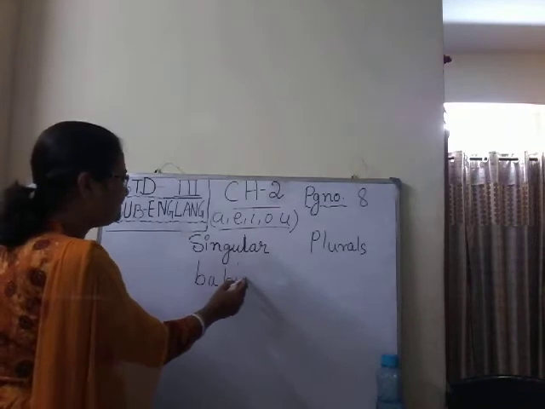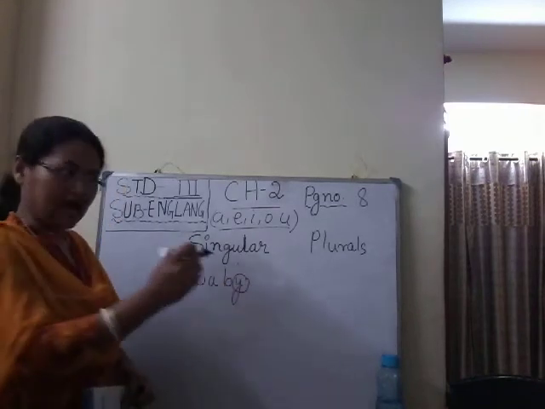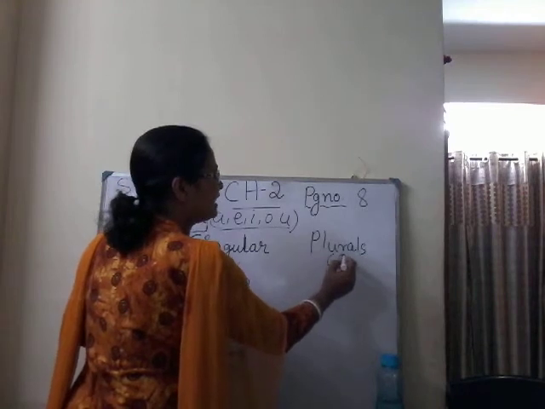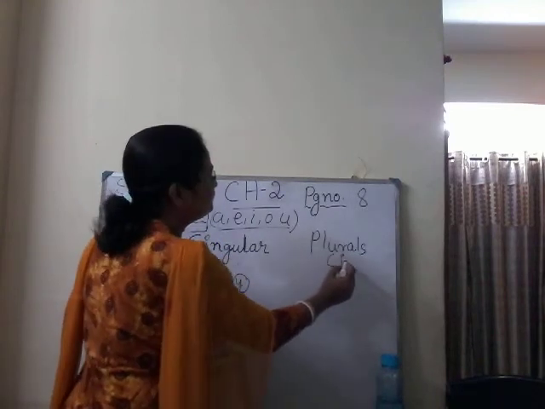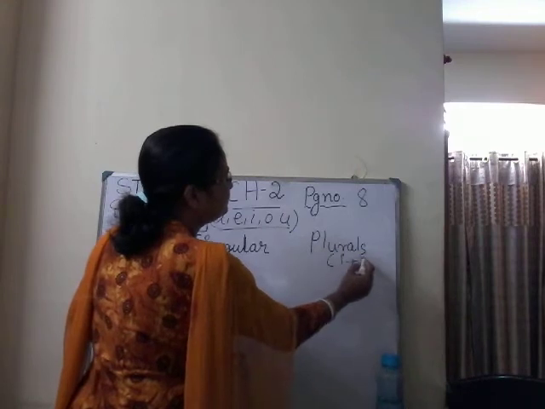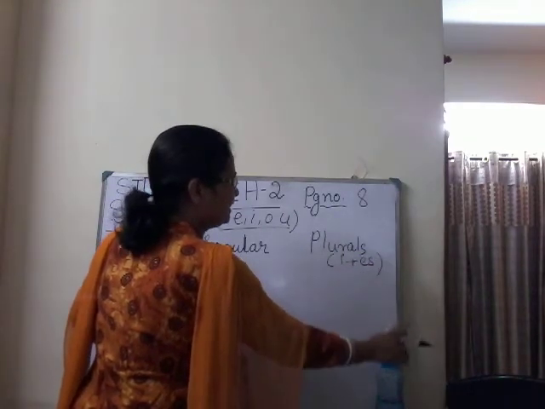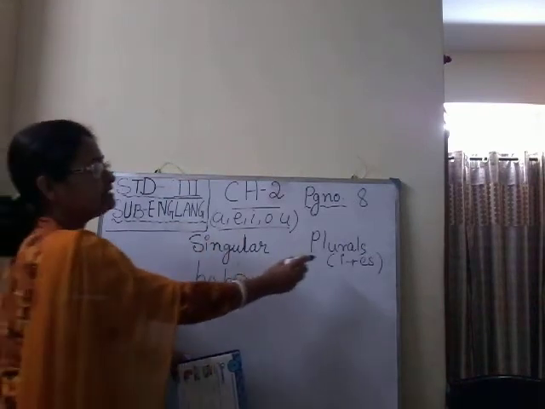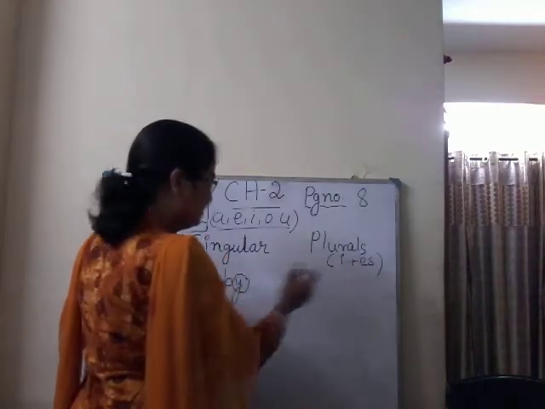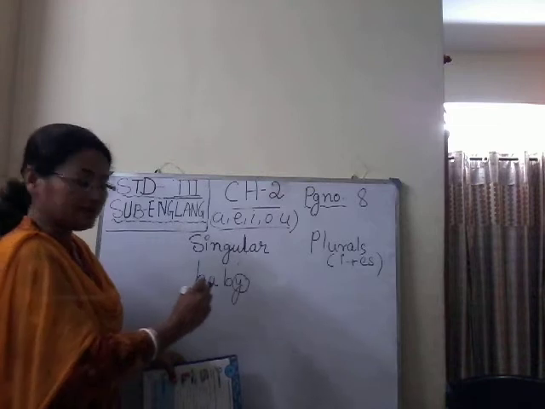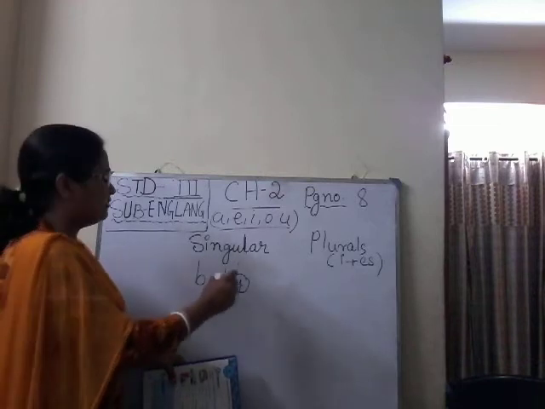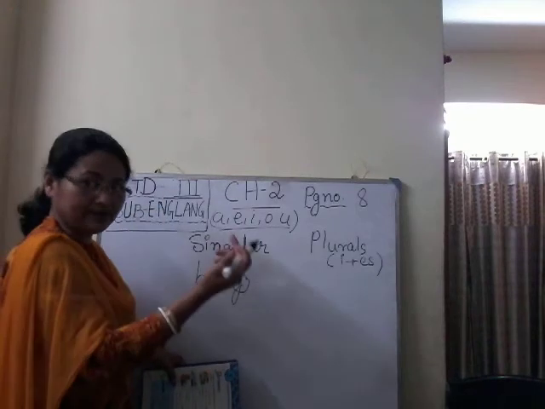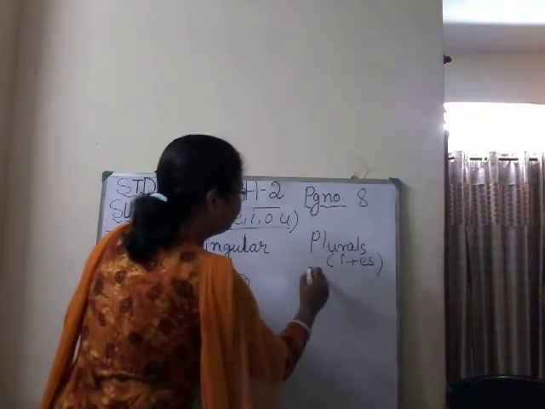We have to replace Y with I. What is the formula? We have to replace Y with I. Then we have to add ES. Okay. So after we replace Y with I, we will add ES to the noun. Now see how the plural is formed here. So baby means one baby. When there is more than one baby, then we will write babies.